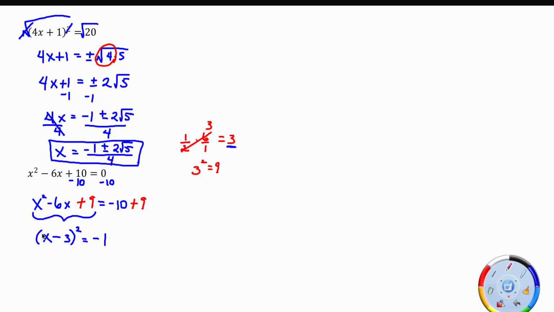Now I can use the square root method, which means take the square root of both sides. So I have x minus 3 equals what? Plus or minus, and I know that the square root of negative 1 is i. Now I just have a linear equation to solve. Get that x all by itself. So x equals 3 plus or minus i.